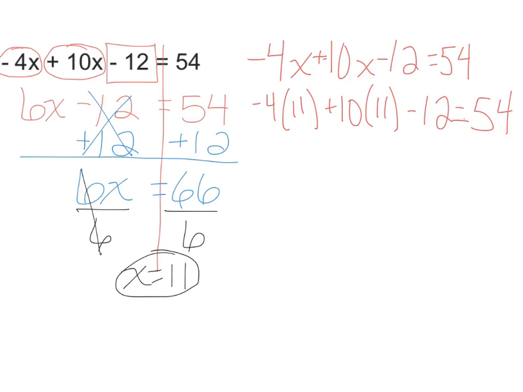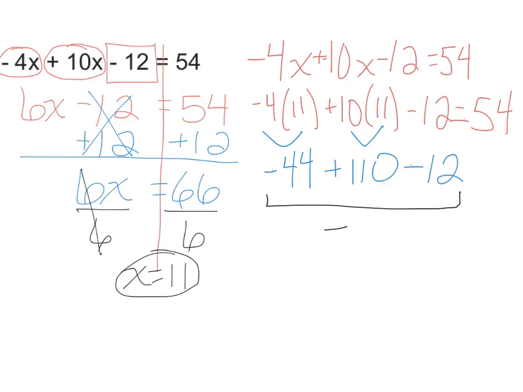And now that it's substituted in, negative 4 times 11 is negative 44. Positive 10 times 11 is positive 110. And then minus 12. And then we're going to add across. If you type all this in your calculator, you should get 54. And since that is equal to 54, we know we are correct, and we are done with that problem.